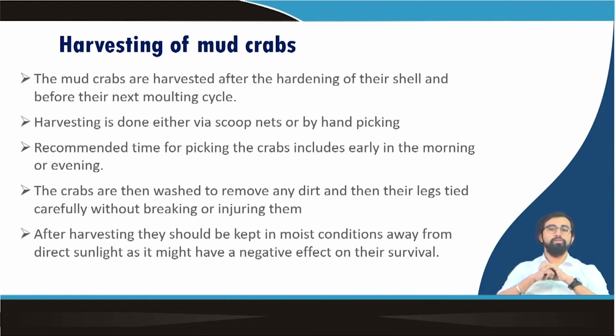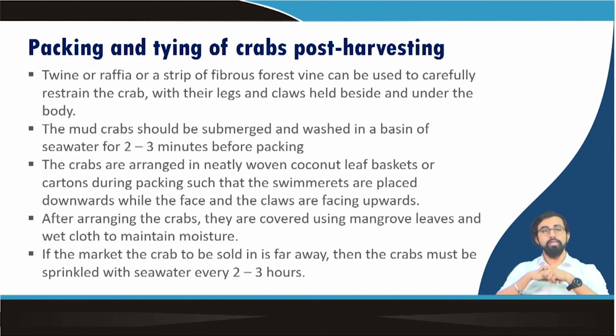The crabs are then washed to remove any dirt particles. Then their legs are tied carefully without breaking or injuring them. I will show you how to tie it in the later slides. After harvesting, they should be kept in a moist condition away from direct sunlight, as it might have a negative effect on their survival. In general, we use twine, raffia or a strip of fibrous forest vines to restrain the crab, with their legs and claws held beside and under the body.